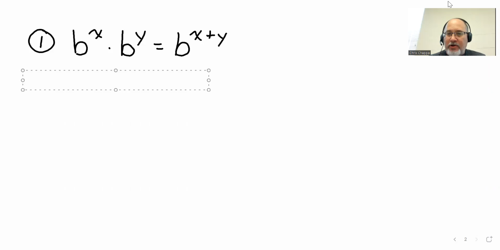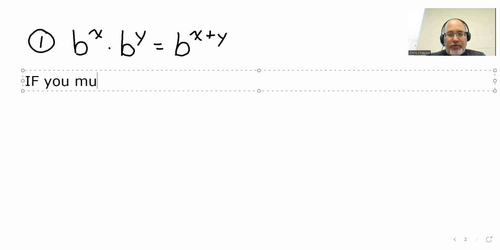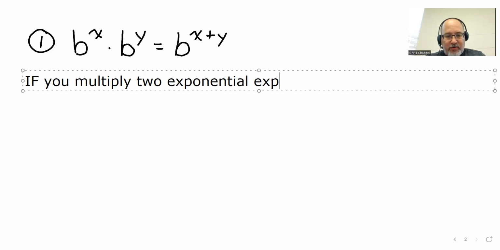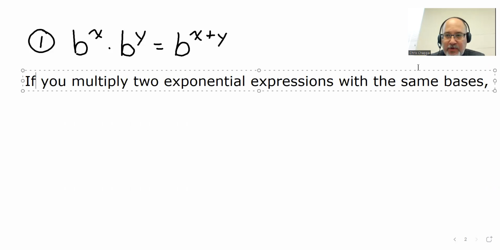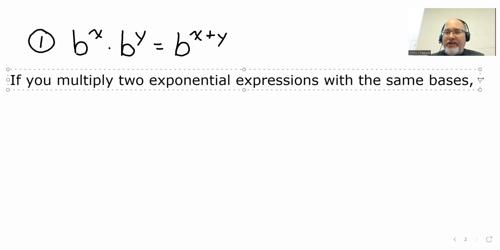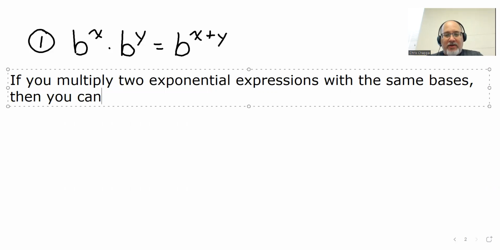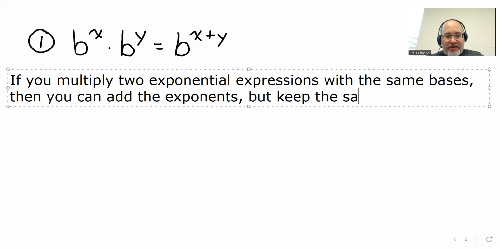Let's move my picture up here and widen this. This says if you multiply two exponential expressions with these same bases, let me go fix that, and we'll move this text box over just a little bit. If you multiply two exponential expressions with the same base, then you can add the exponents, but keep the same base.